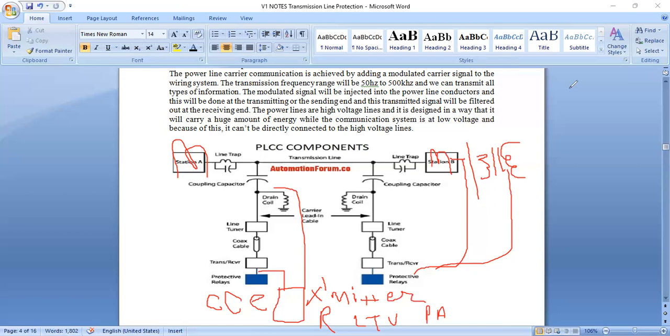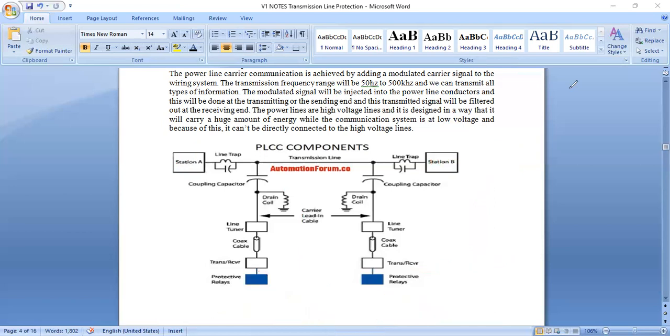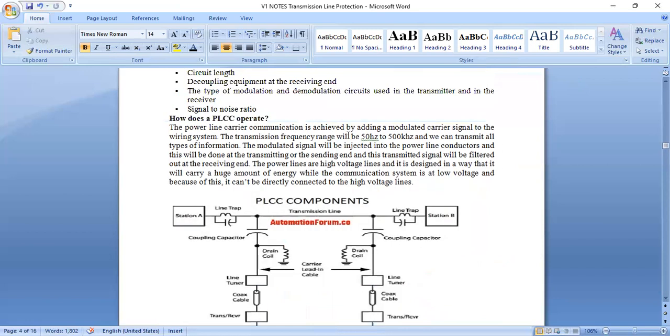Just wait, I will clear all the drawings. So the power line carrier communication is achieved by adding a modulated carrier signal to the wiring system. The transmission frequency range will be 50 Hz to 500 kHz, and we can transmit all types of information. The modulated signal will be injected into the power line conductor, and this is done at the transmitting or sending end, and the transmitted signal will be filtered out at the receiving end.